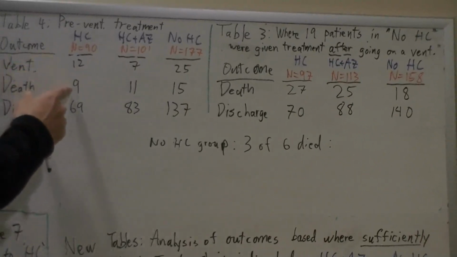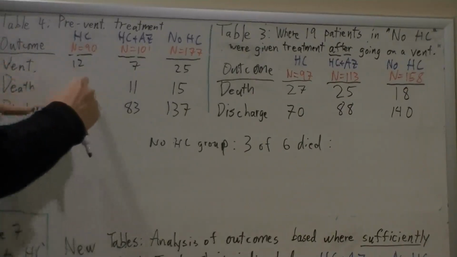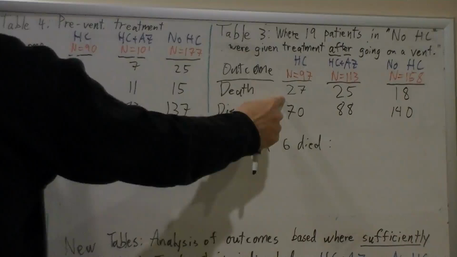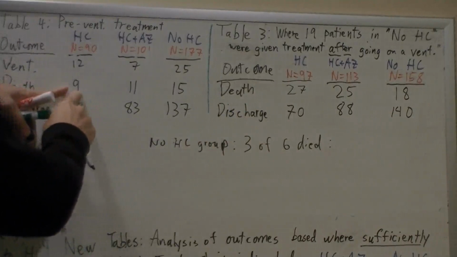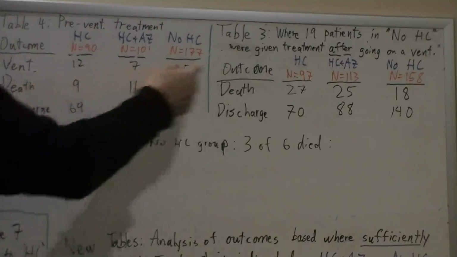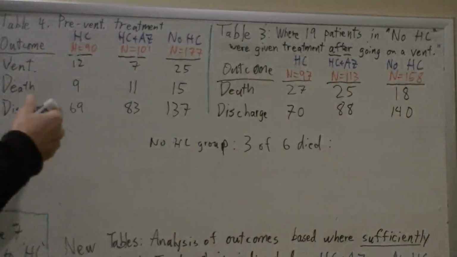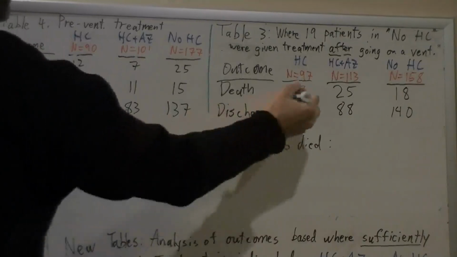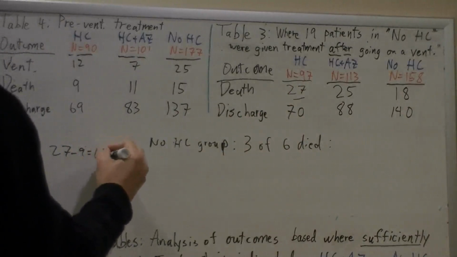We initially had 12 deaths in this row. I'm sorry, we had 9 here in this location that died, and ultimately 27 died. That means that the 18 additional deaths occurred from the 12 that were initially on the event, added to the 7 that were transferred from the no HC group over to the HC group. Let's make a note here: 27 from here, minus the 9 equals 18 deaths.